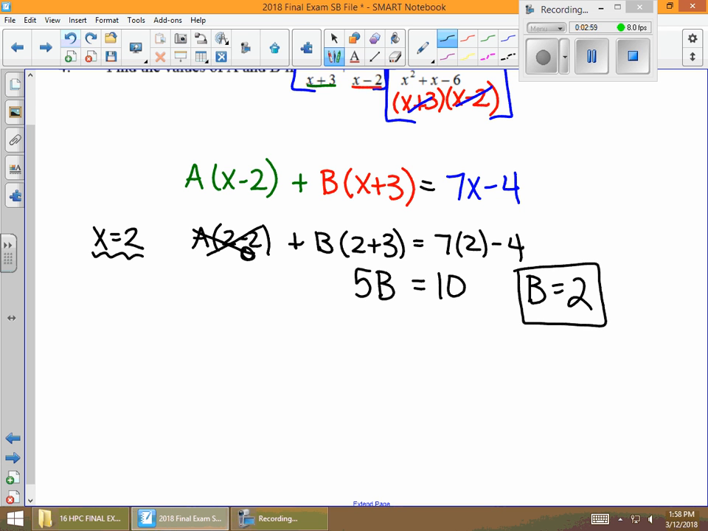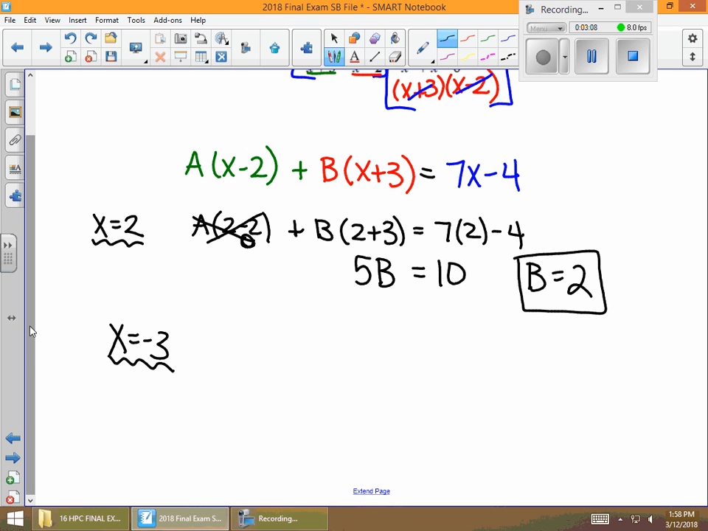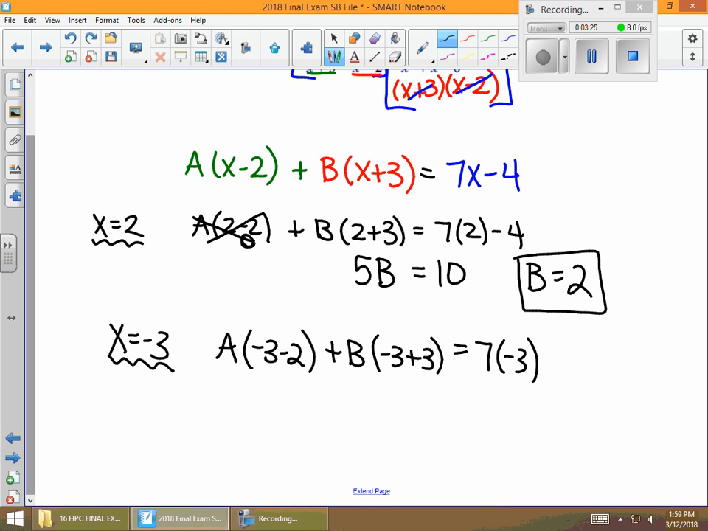I'm going to do the same thing to 0 out my B. I'm going to 0 out my B using negative 3, since the binomial next to B is x plus 3. So I'm going to put negative 3 in for all my x's, not my B's. We already know what B is. B is 2. Alright, just double checking. I have negative 3's in for all my x's.